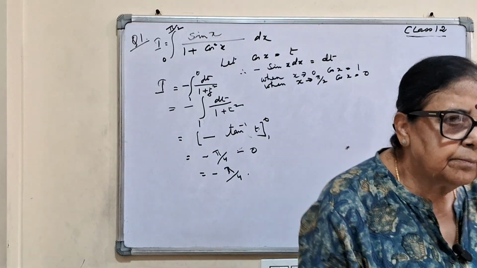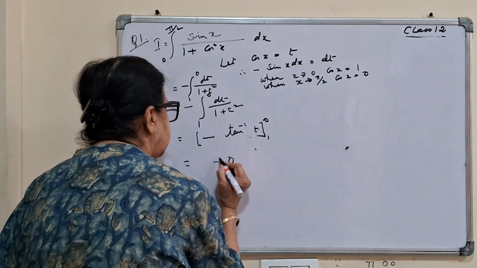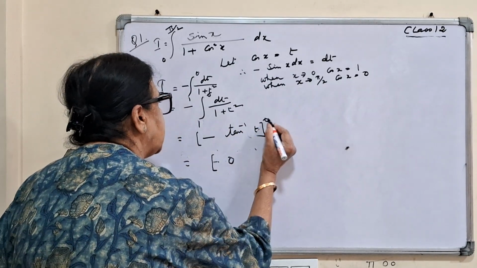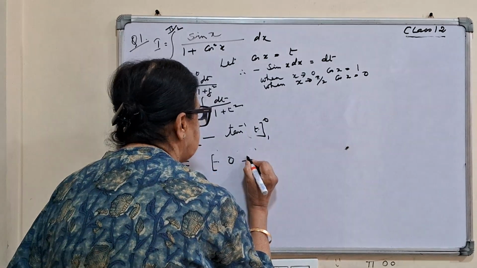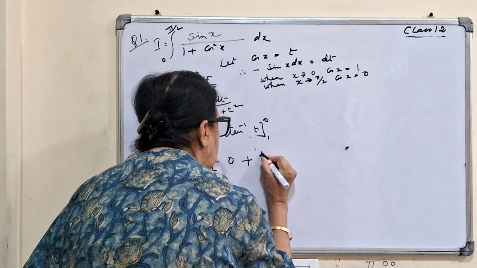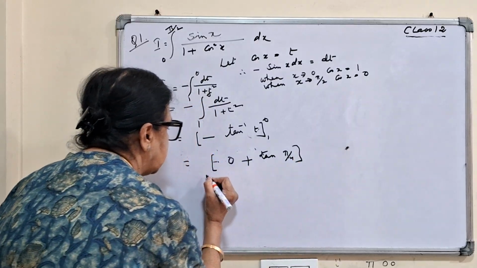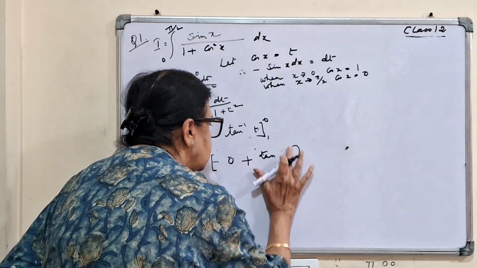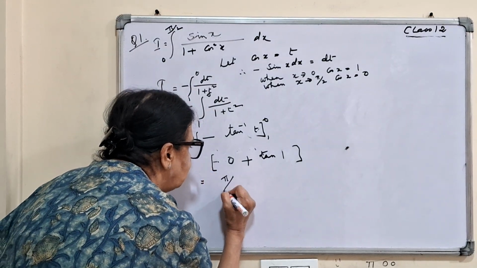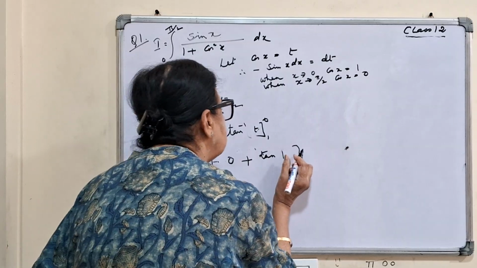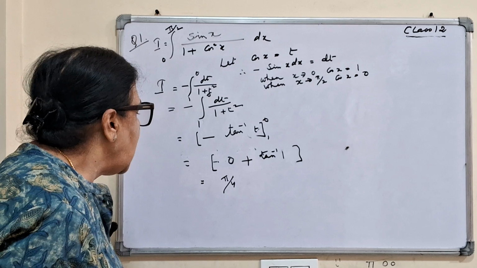Then minus tan inverse t. So I can write here, tan inverse 0 is 0. First the higher limit should be done. Minus of minus, plus tan inverse 1, and tan inverse 1 is pi by 4. The answer is this.